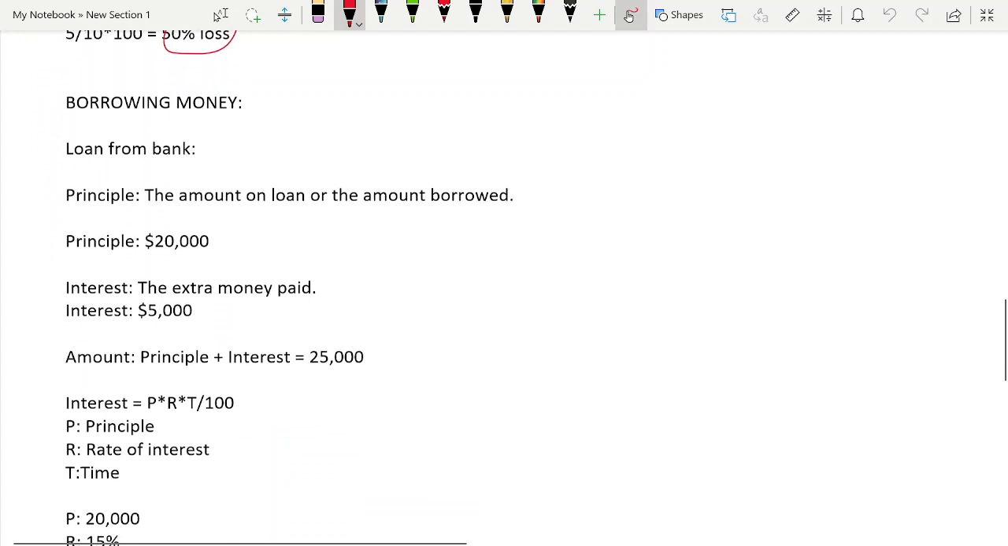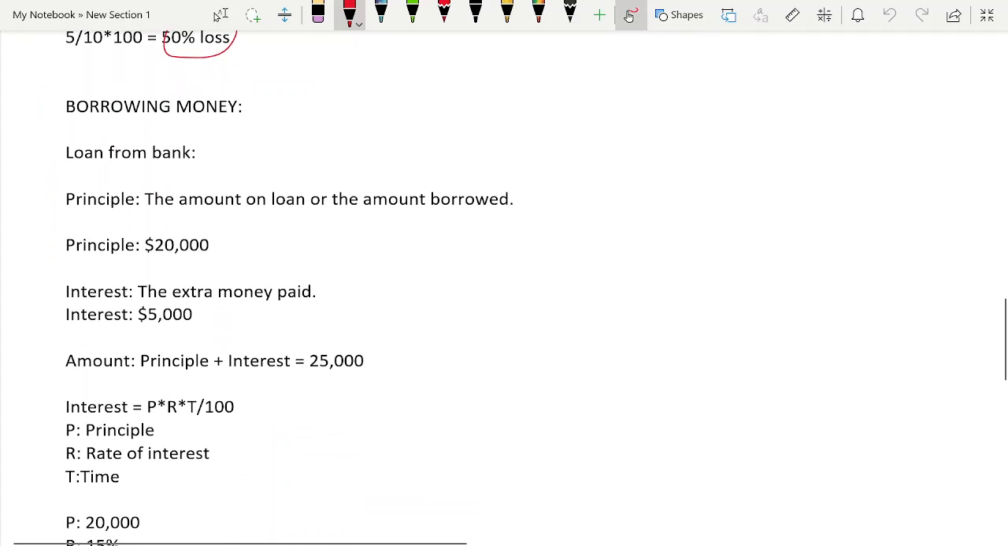Borrowing money. When you take a loan from a bank, you take some amount borrowed, which is called the principal.